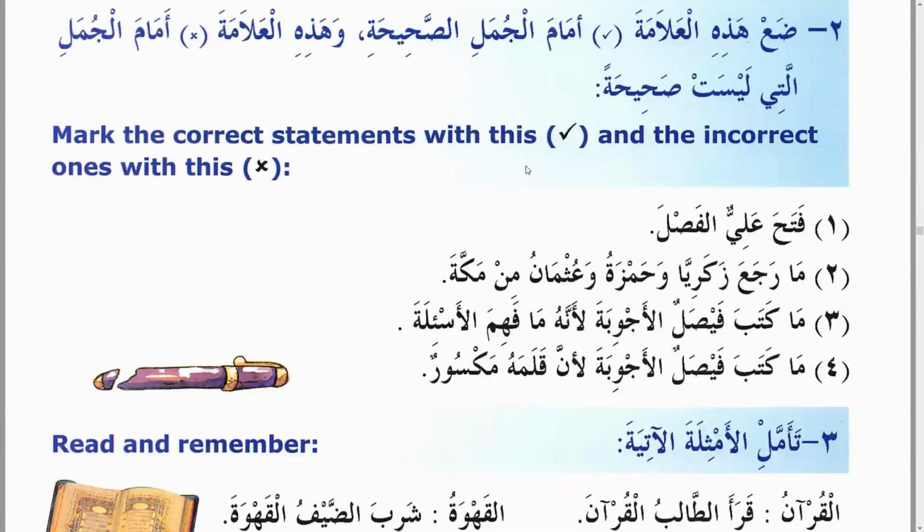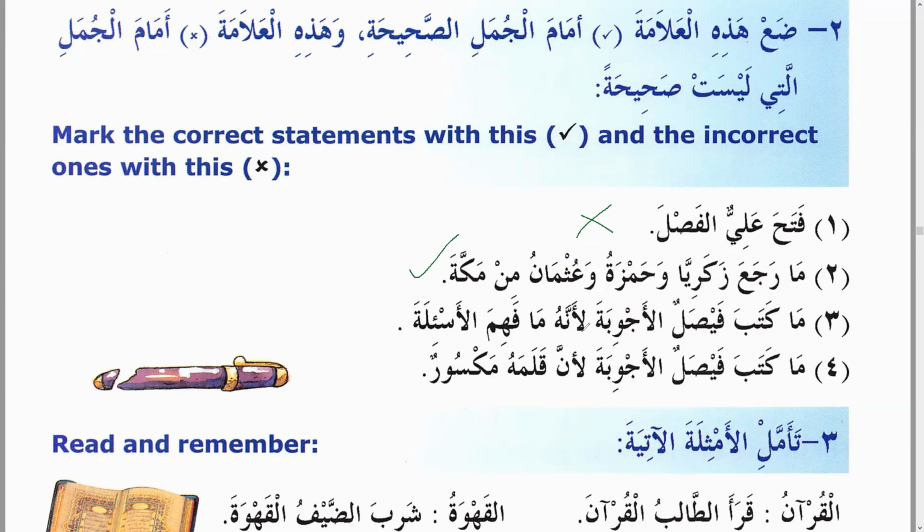Next one: mark the correct statements with true or false. Fataha Aliyun al-fasla. False. Ali opened the windows; he didn't open the class. Ma raja'a Zakaria, Hamzatu, Uthmana min Makkah. True. Zakaria, Hamza and Usman did not return from Makkah.